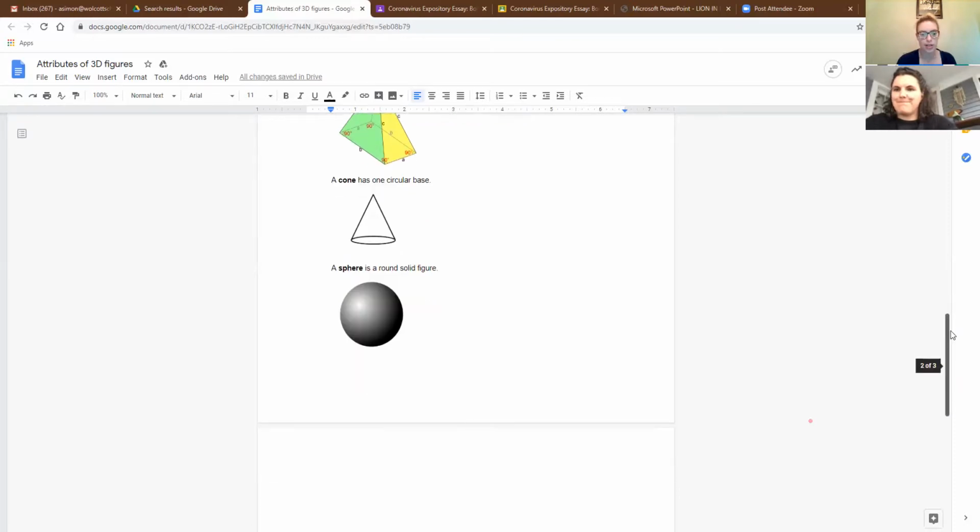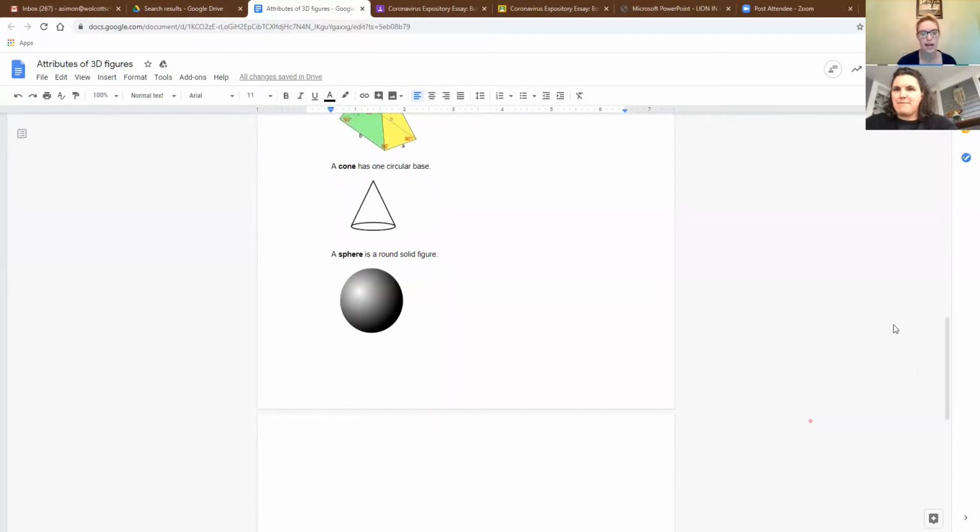All right, and the last shape we're going to talk about is a sphere. It's a round solid figure. It's different from all of our other shapes because it does not have any faces, bases, edges, or vertices at all. It looks like it's made up of our two-dimensional shape, a circle, but it's round.